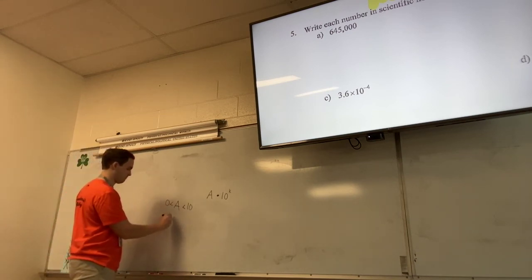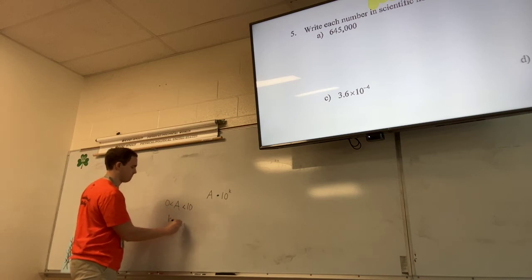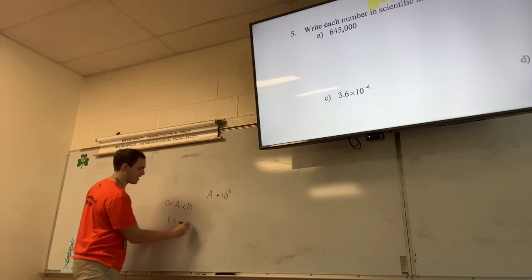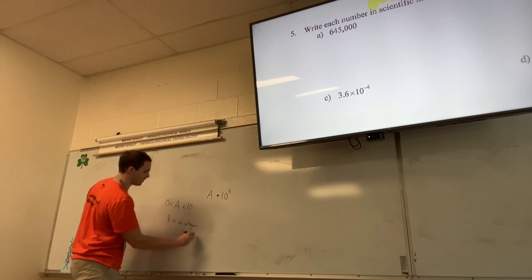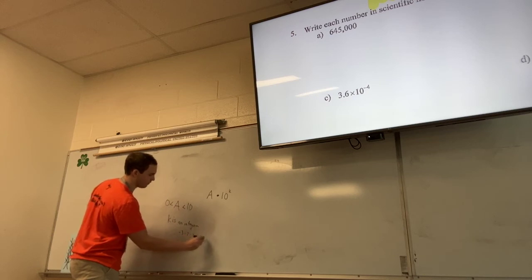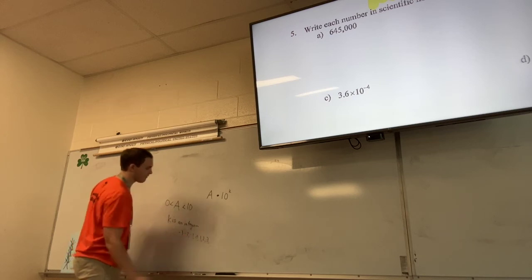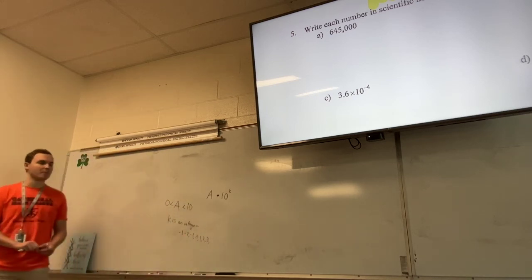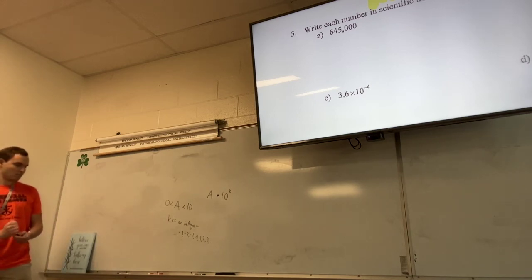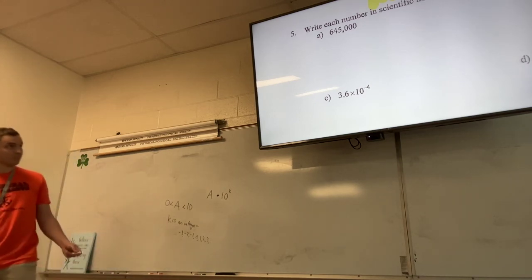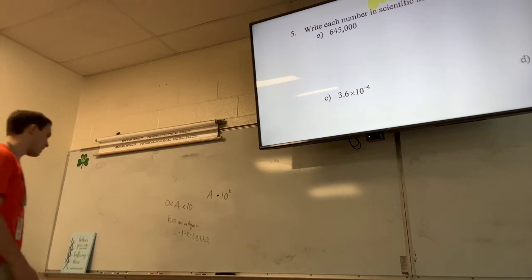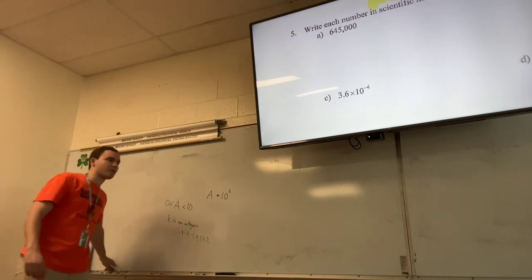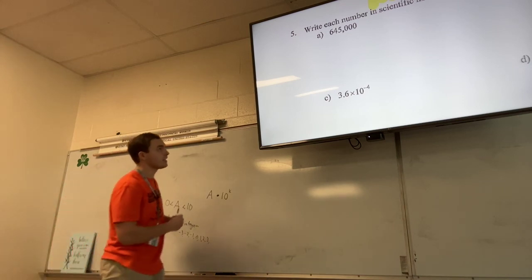What are my integers again, right? -3, -2, -1, 0, 1, 2. So any non-fraction number. Okay. So how would we rewrite 645,000? How would we rewrite that in scientific notation?